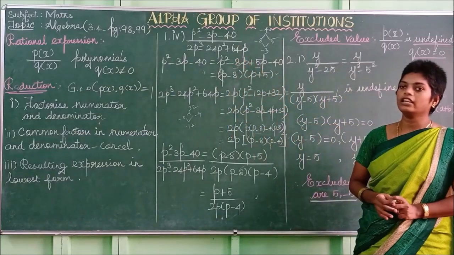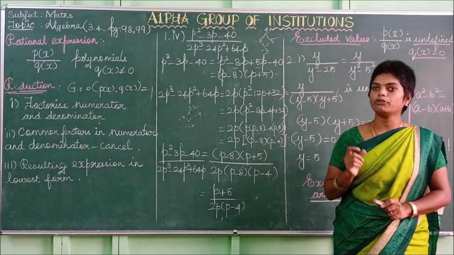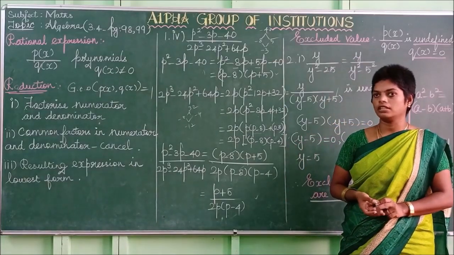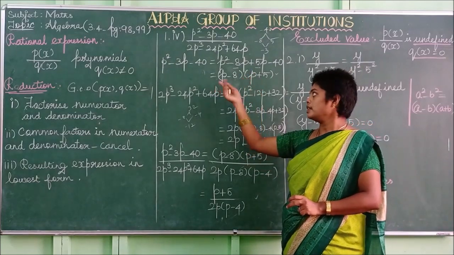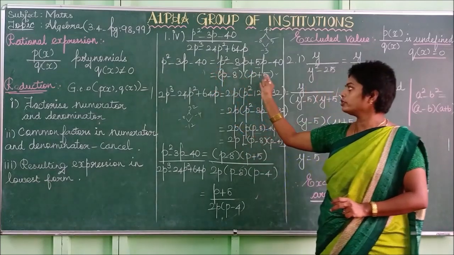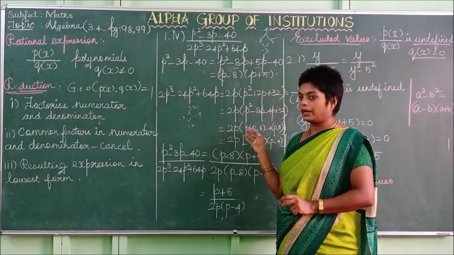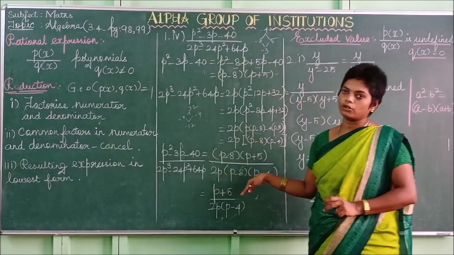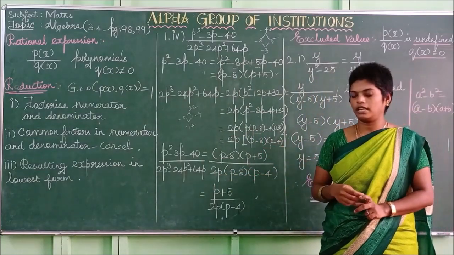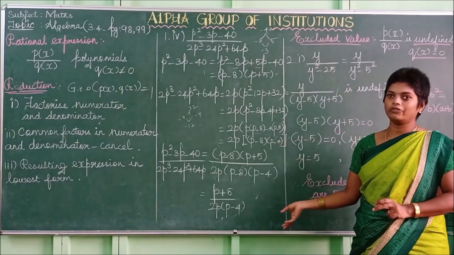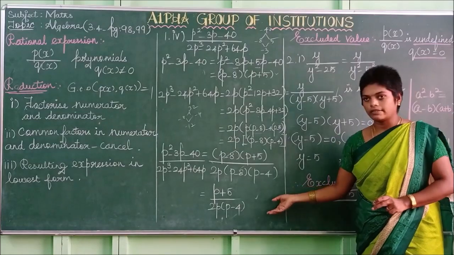So listen once again. If they ask you to find the reduction value, first you have to factorize the given polynomial. What is the polynomial? p square minus 3p minus 40. Now I have separated it into factors, and the denominator also into factors. Now substitute those values and cancel the common factors. After cancelling, we will get the lowest form of the given polynomial. So this is our answer.